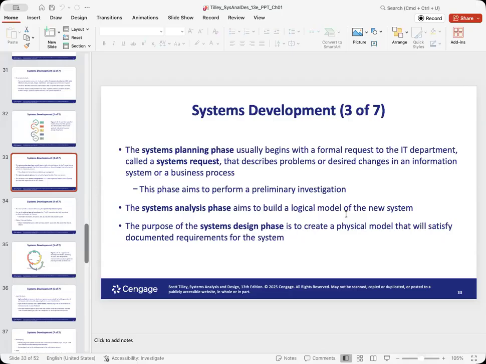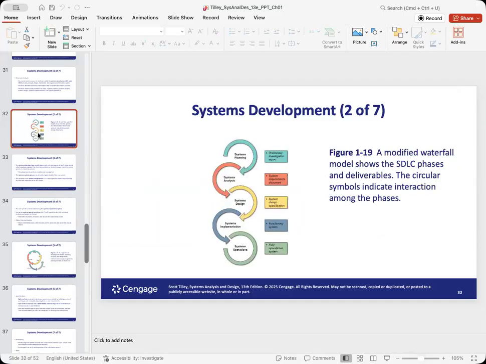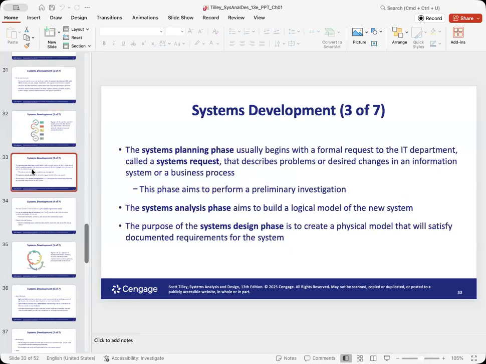Now, the purpose of the system design phase is to create a physical model that will satisfy documented requirements for the system. Now, that's what the systems analysis phase does. You do what? You investigate. You ask questions. I mean, you try to find out the necessity of what you are about to build, or the purpose is to create a physical model. The purpose of the system planning phase is to what? Is to make sure that you investigate to create a model that will satisfy the requirement.